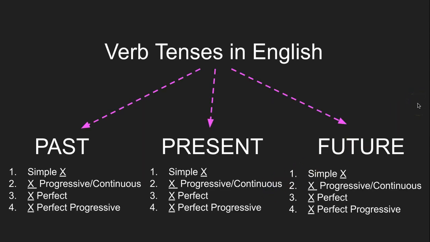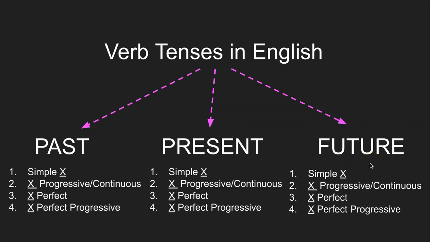In English, we have 12 different verb tenses. Wow, 12! Yes, that's right. So many verb tenses. But don't worry, we don't use all of them all the time. To help you understand the different verb tenses, first you need to think about the categories. And there are 3 categories that the tenses fall under. The 3 categories are past, present, and future.